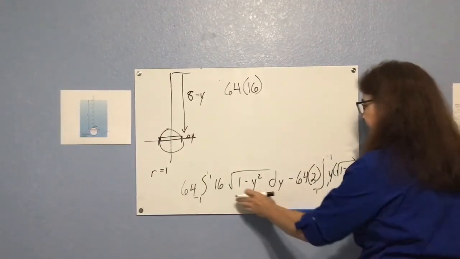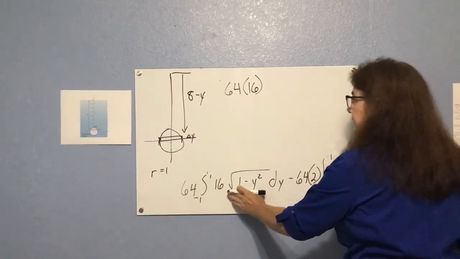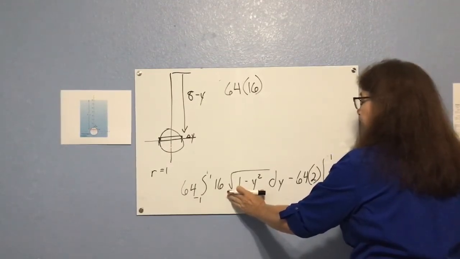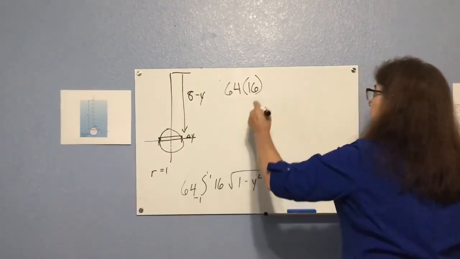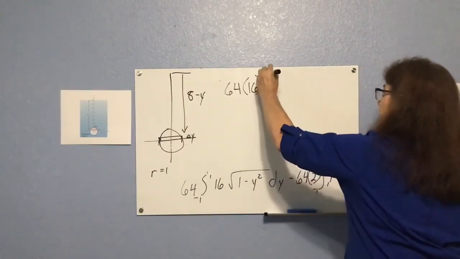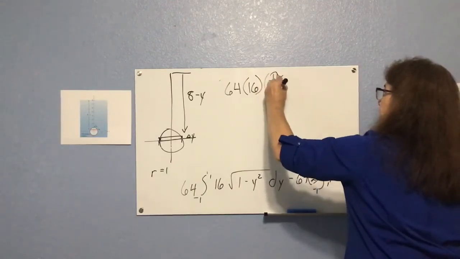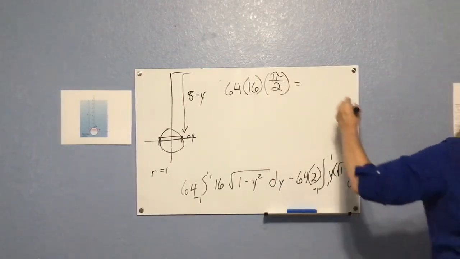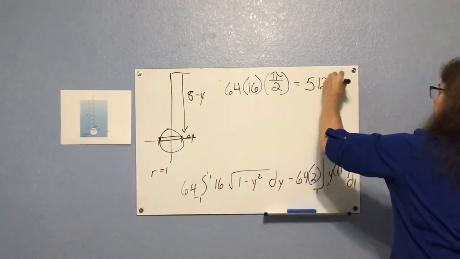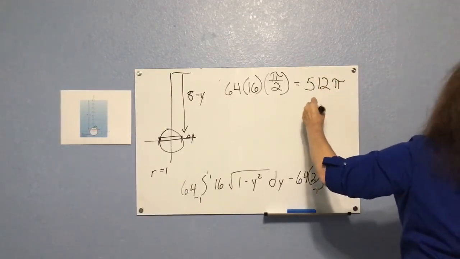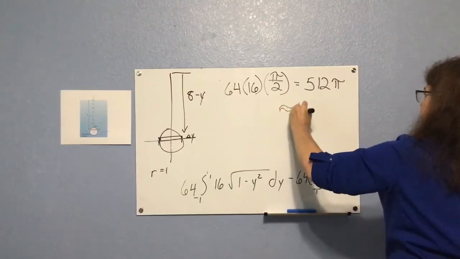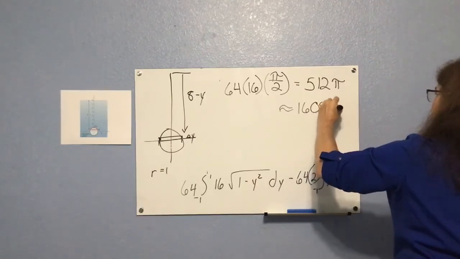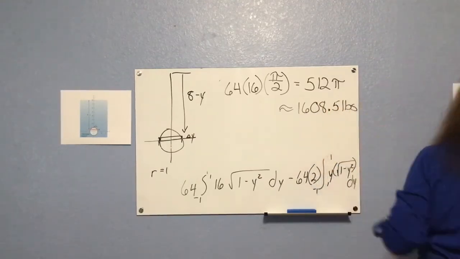Okay, and then we know that this is the area of a semicircle with a radius of 1. And so geometrically, we can just replace this with pi over 2, which gives us a total of 512 pi, which is approximately 1,608.5 pounds.